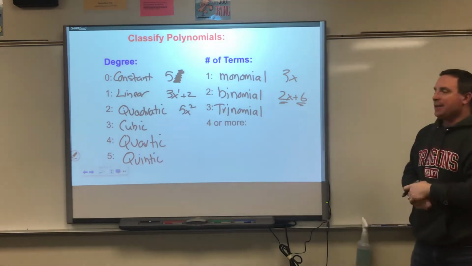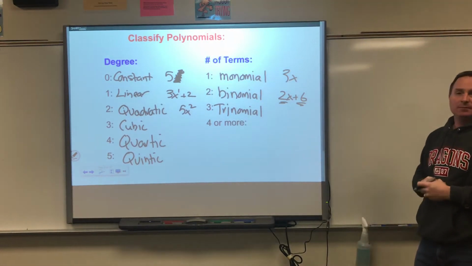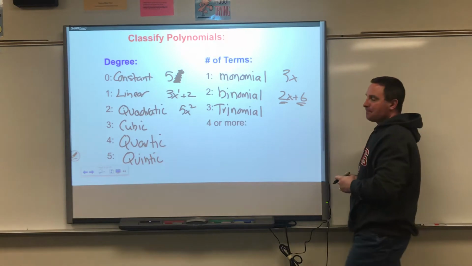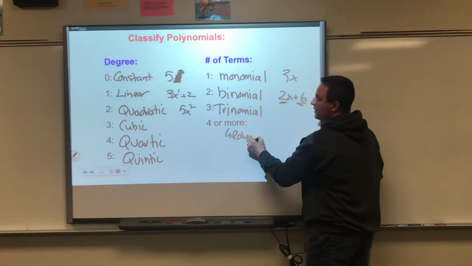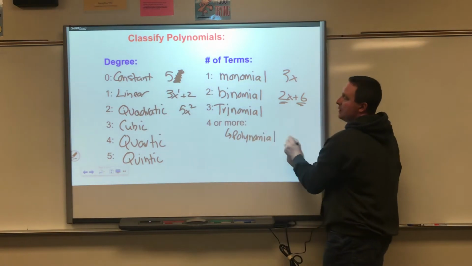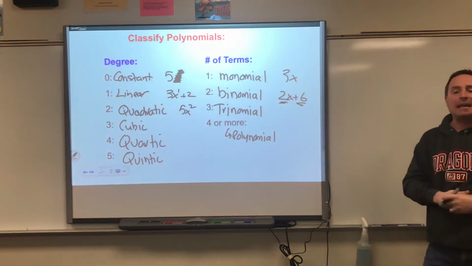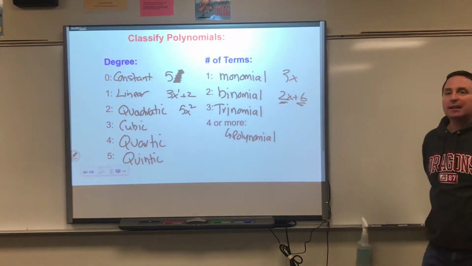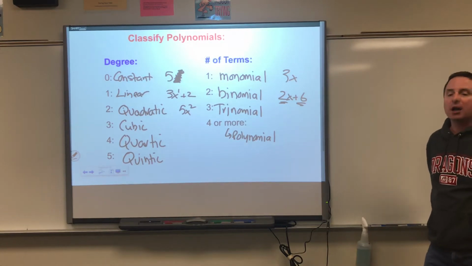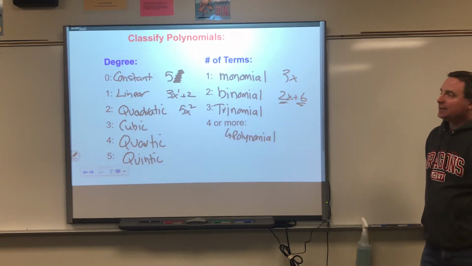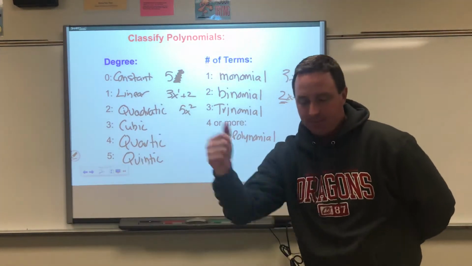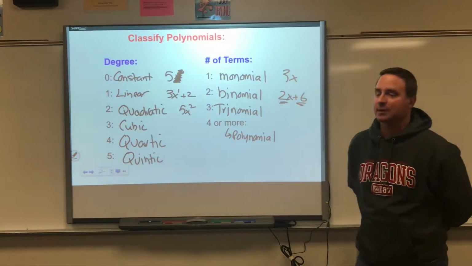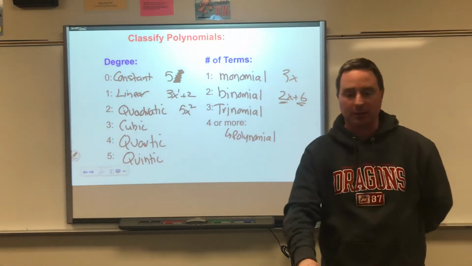3 terms we saw before also, it's called a trinomial. And then what if it has 4 or more terms? 4 or more is simply called a polynomial. Poly means many. So if it has 4 or more terms, it has many terms, and they're going to call it a polynomial. That's how we can classify polynomials according to degree and the number of terms.